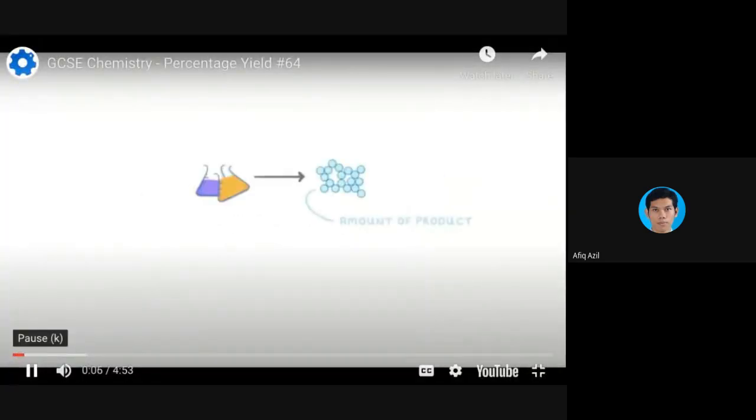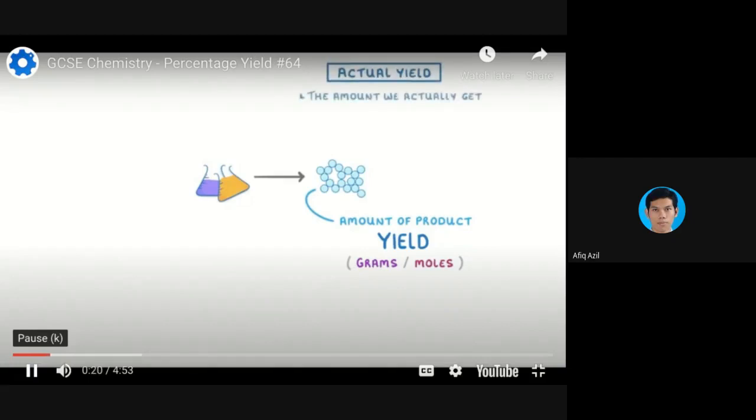In chemistry, the amount of product you get from a chemical reaction is known as the yield, which we can measure in grams or moles. To be more precise though, we can use the terms actual yield to describe the amount we actually get when we carry out the reaction, and theoretical yield to describe the yield we'd expect to get based on our calculations.